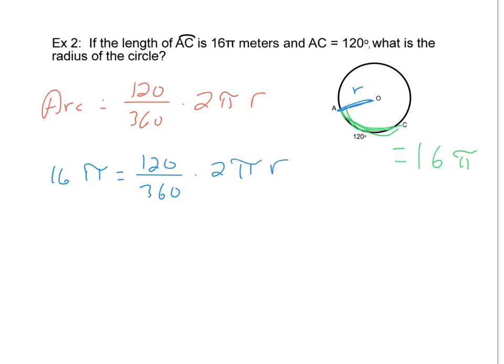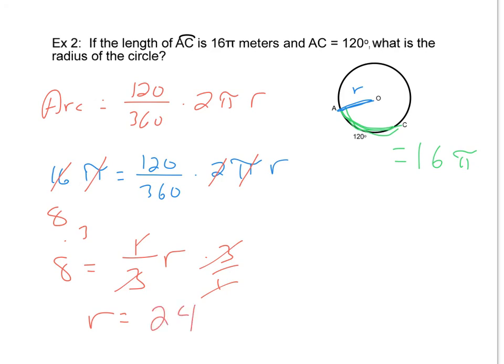Let's do some canceling. I'm going to cancel the pi's right here. I'm going to cancel a 2 and a 16, and that's going to become 8. So now I have 8 is equal to 1/3 r. I'm going to multiply both sides by 3. The 3 and the 1/3 cancel. So I have r is equal to 3 times 8, which is 24.